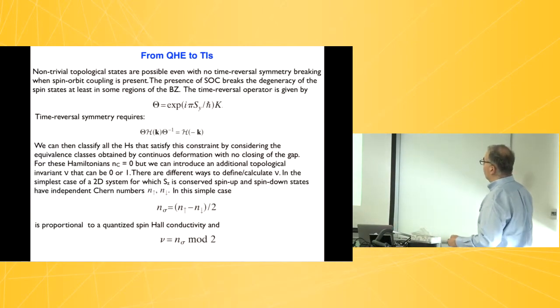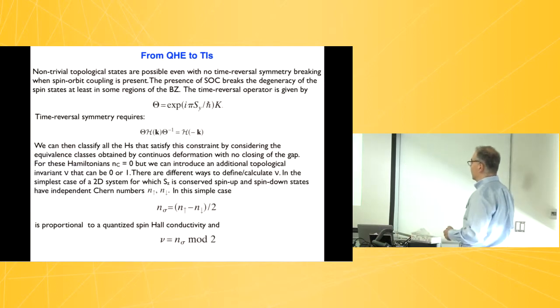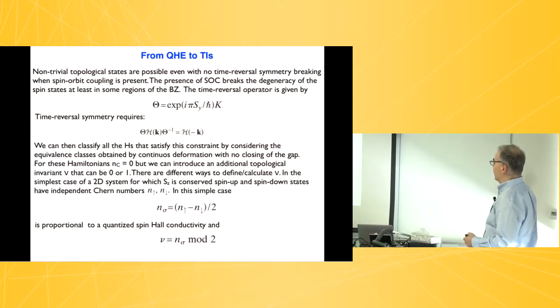You can then go from the quantum Hall effect to the so-called topological insulators. It's the same idea, but now your topological invariant is not just the total Chern number, but the difference between the Chern number for the spin up and the Chern number for the spin down. And this number doesn't have to be 0, so it can be different from 0 or a multiple of 2. And in that case, you have a non-trivial insulator, as we call a topological insulator.